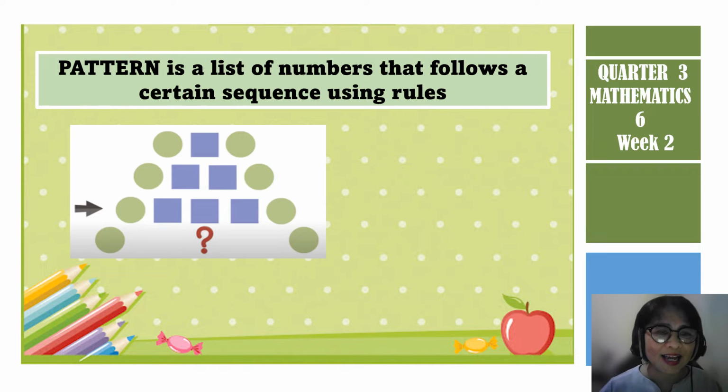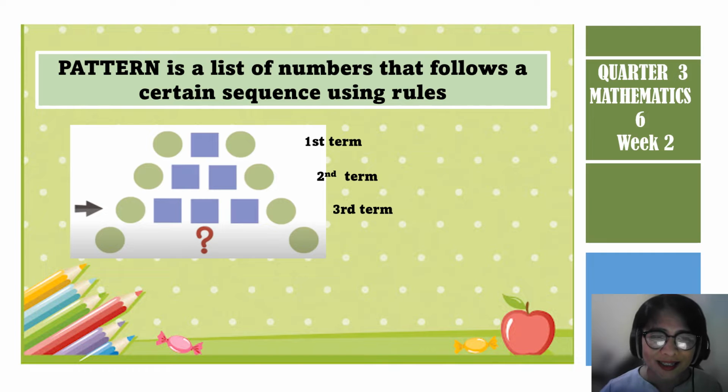On the first line or the first term, the pattern is a circle followed by a square and then another circle. And on the second line or the second term, meron tayong isang circle, dalawang square, at isa pang circle. And on the third term, meron din tayong isang circle, tatlong square, at isang circle.